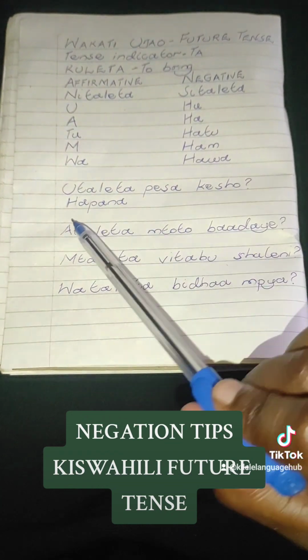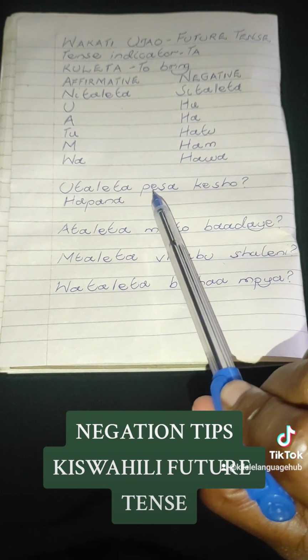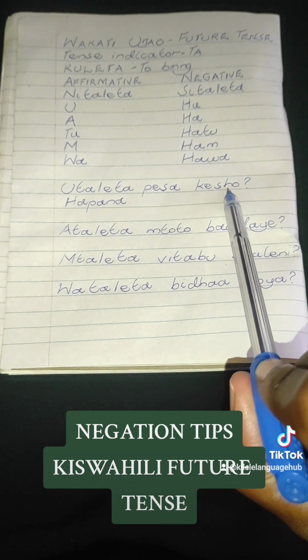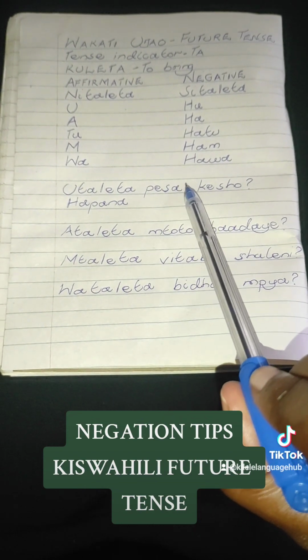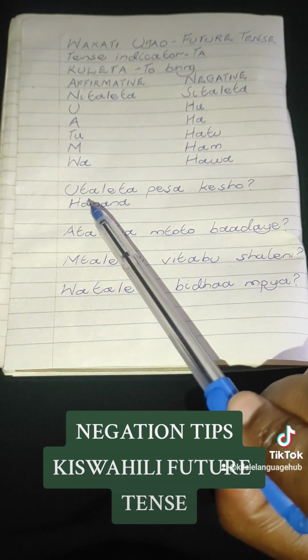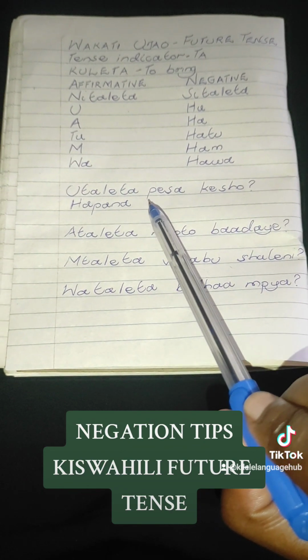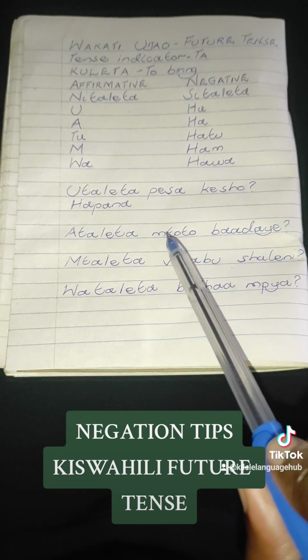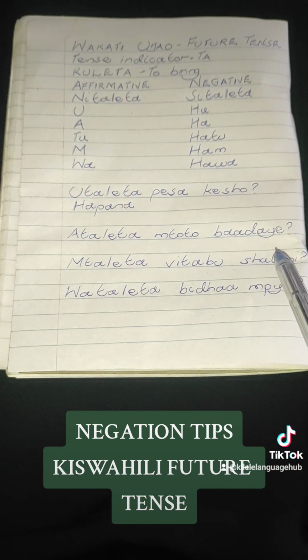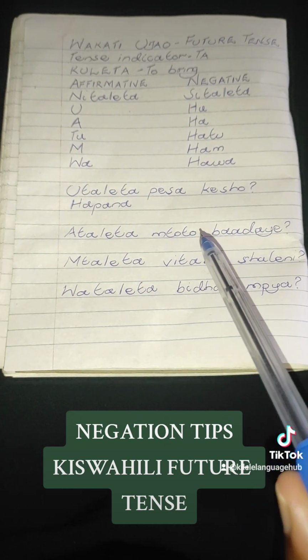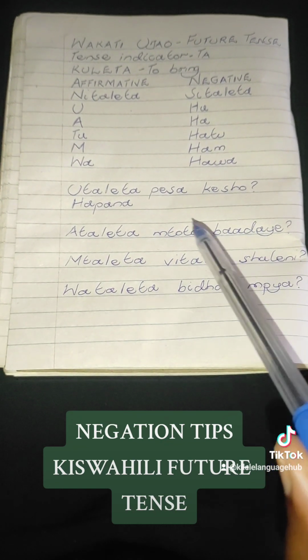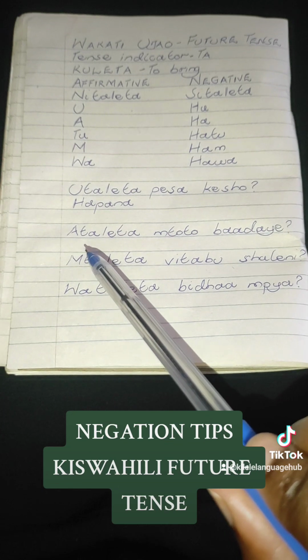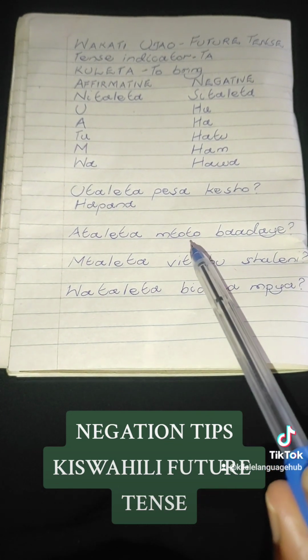The first question is, utaleta pesa kesho, which means will you bring money tomorrow? So hapana, complete it. The next question, ataleta mtoto baadaye, will she bring the child later? Again, your answer should begin with hapana, which means no.